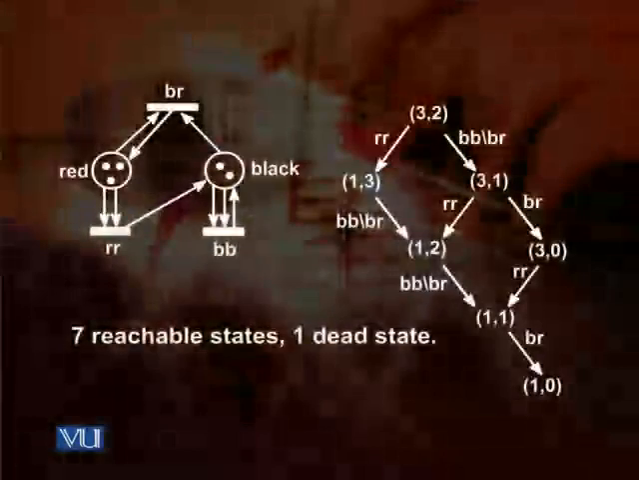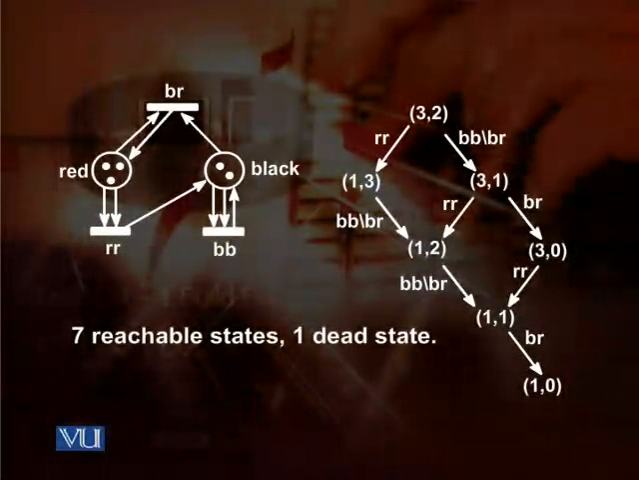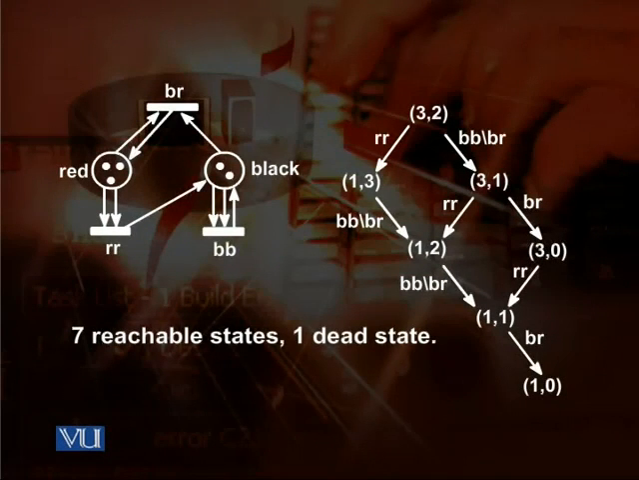So let us look at what is meant by reachability with the help of an example. So let me take you onto the slide. Here is a Petri net in which we have two places, red and black, and we have a set of transitions, BR, RR, and BB. If we try to analyze this with the initial given marking, that is, we have 3 tokens in our red place and 2 tokens in our black place.